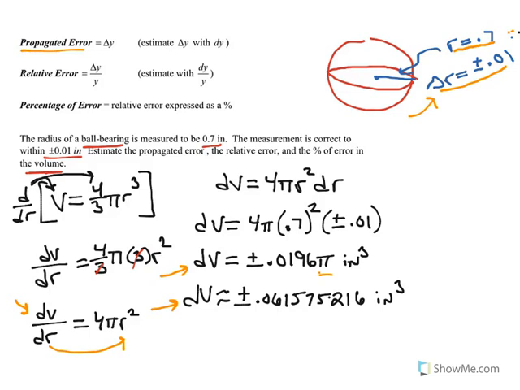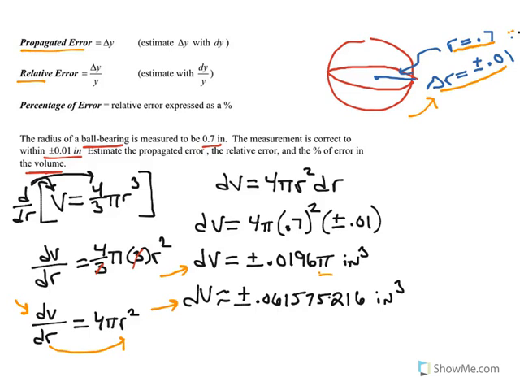The next question is, how much error is that relative to the size of the sphere? So if this was a big sphere like a beach ball, this change in the volume might be rather insignificant, kind of a small change in the volume compared to the size of the object. But if it's a really small object, then this 0.0615 cubic inches might be a big change in the volume, so a significant change in the volume.